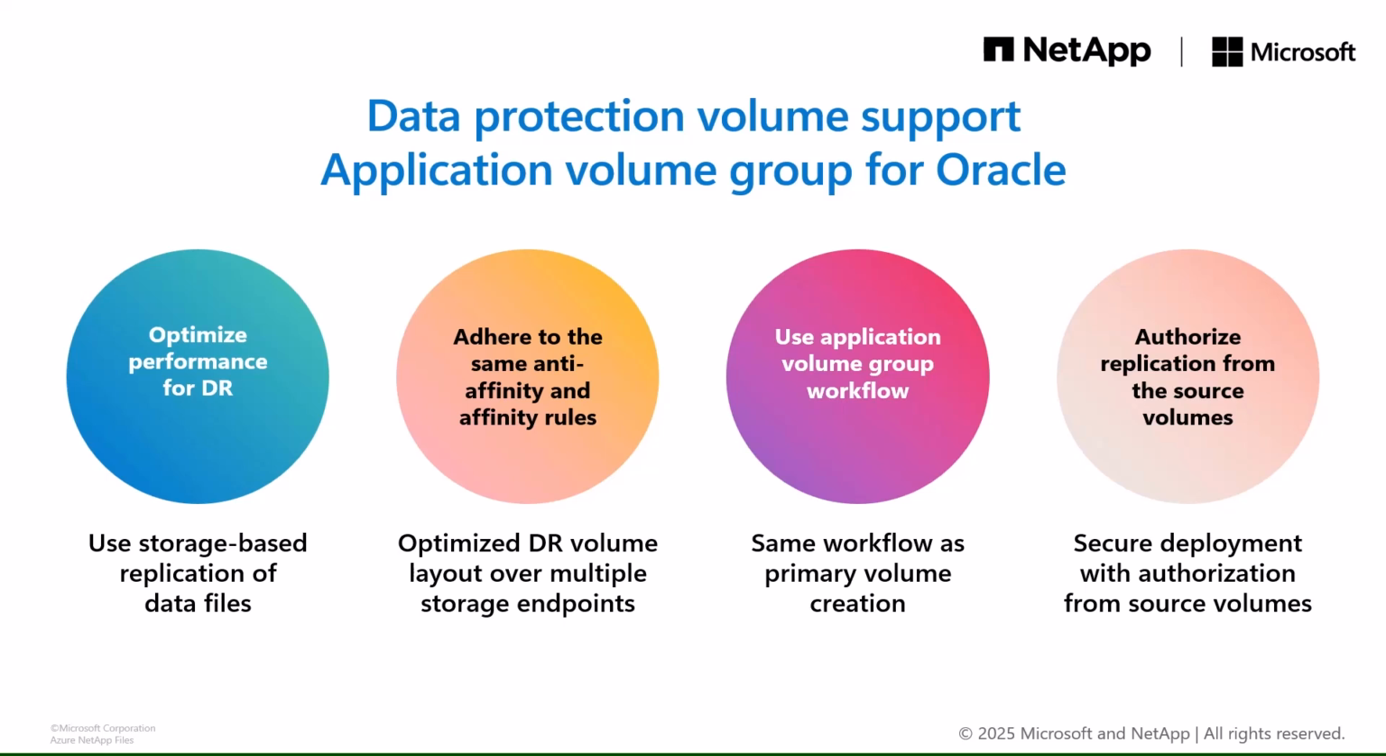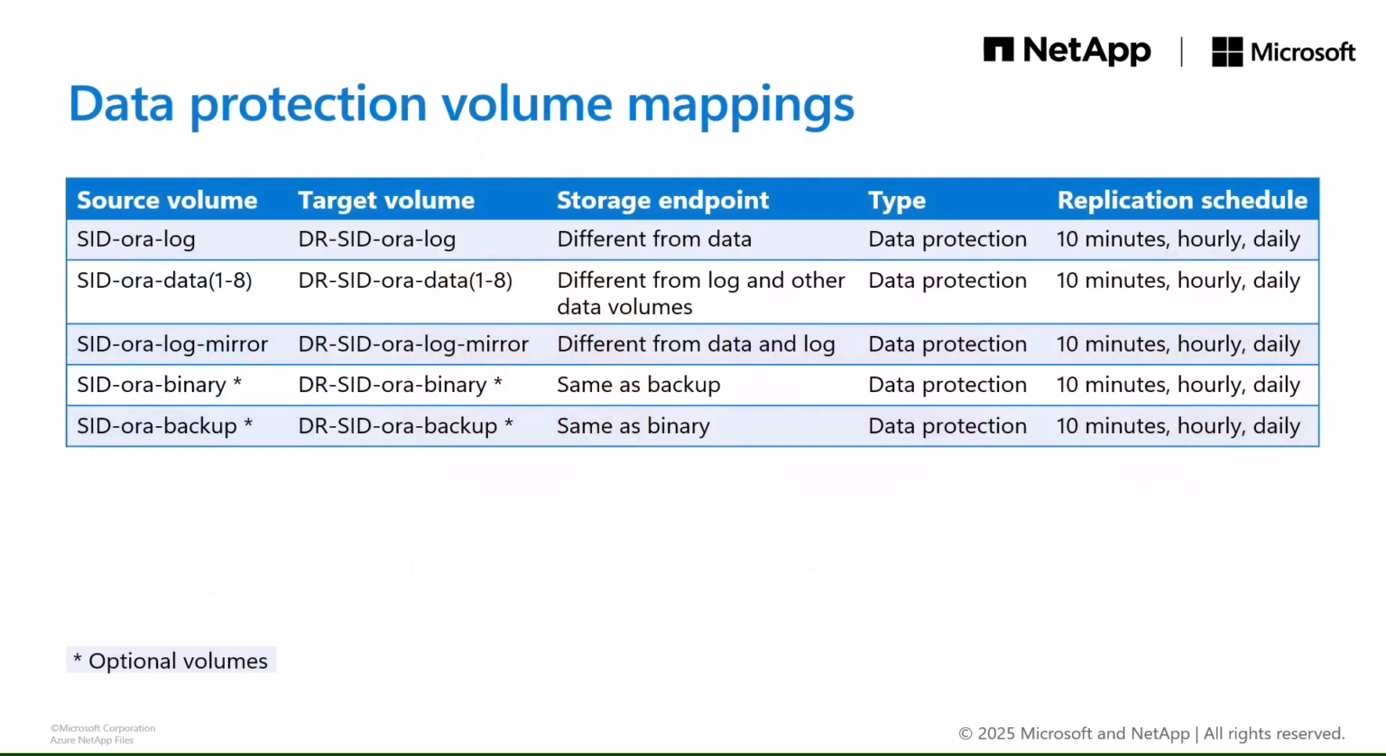The resulting data protection volumes need to be authorized for replication against the production volumes, just like other cross-zone or cross-region replication relationships require. AVG for Oracle uses anti-affinity rules to place data and log volumes on separate storage endpoints, IP addresses. Backup and logs are deployed on the same storage endpoint as they do not compete for network bandwidth. The same rules are applied to the layout of data protection volumes.